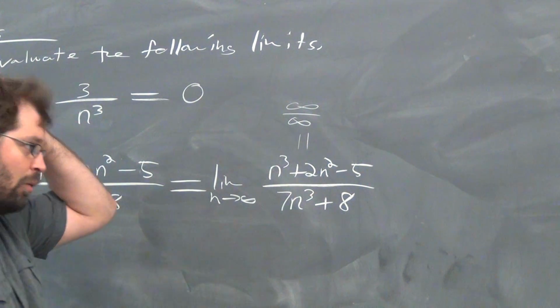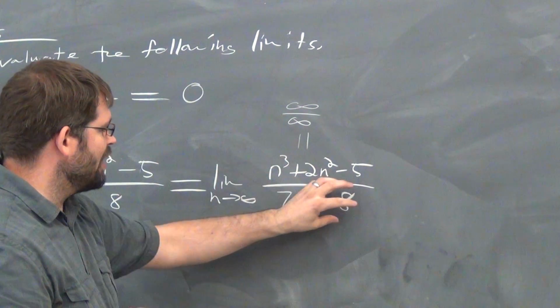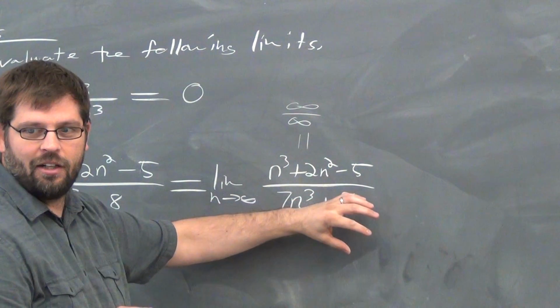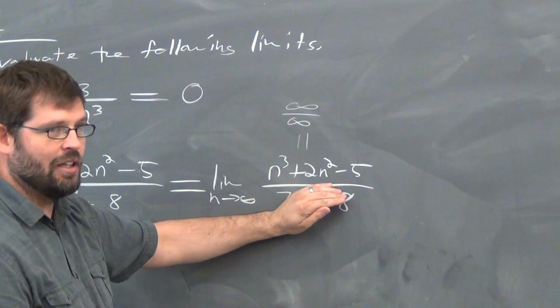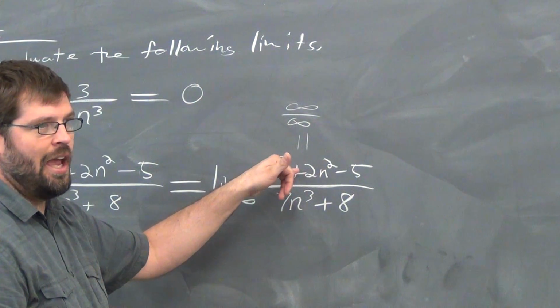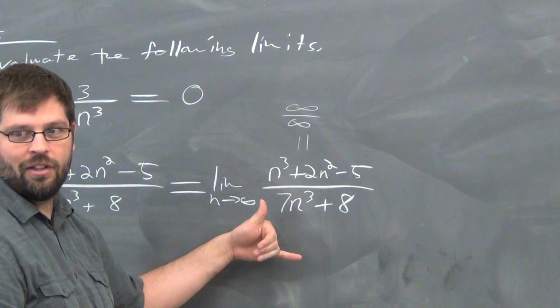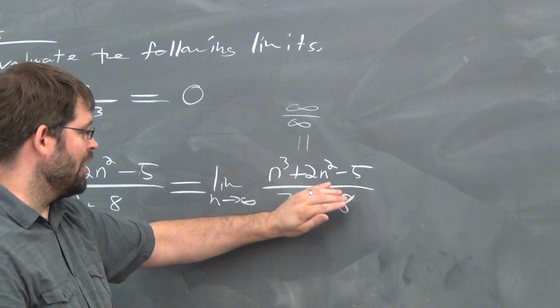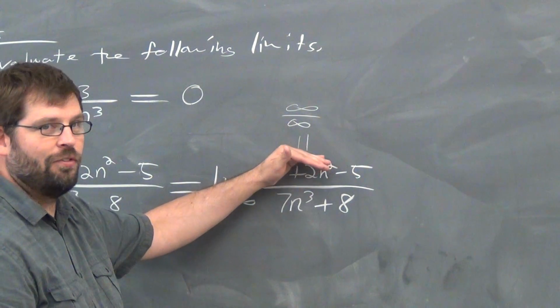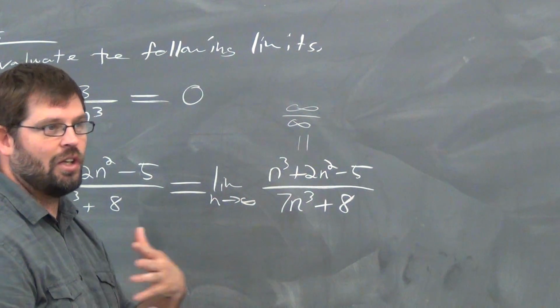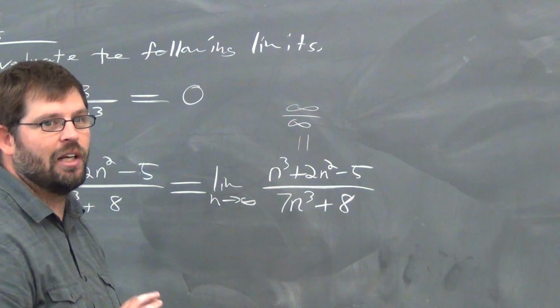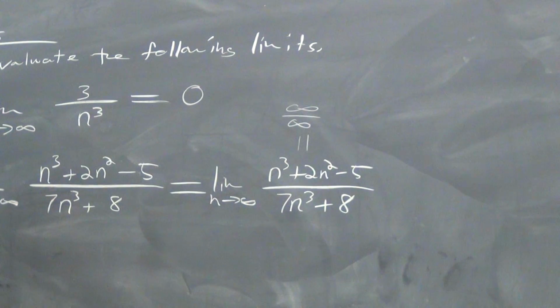So the idea with any limit is if you can ever get control of what's happening to the denominator, then you can figure out the whole problem. If the denominator was just going to 7 and the numerator was going to 8, the whole thing would go to 8/7. Or if the denominator is going to 7 and the numerator is going to infinity, infinity over 7 is still infinity. So as long as you can get control over the denominator, you're in good shape to determine the limit.